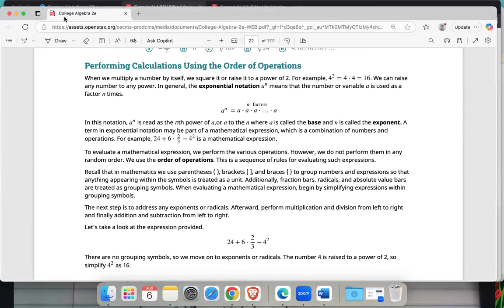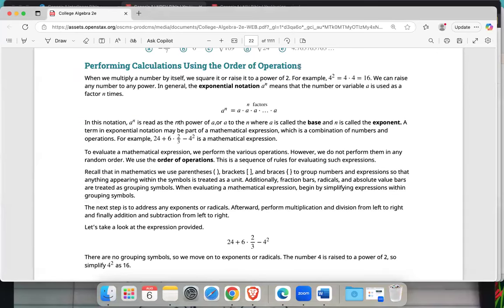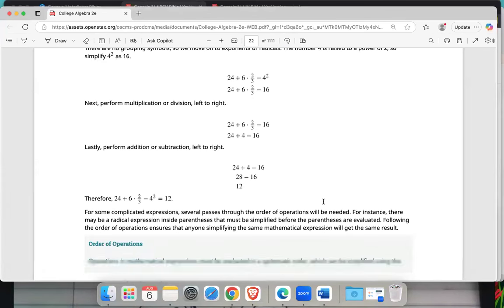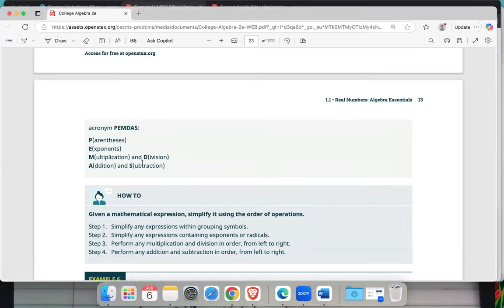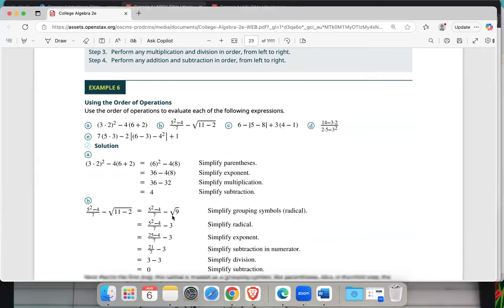If you look in the College Algebra second edition by OpenStax, you will have here on page 12 the performing calculations using the order of operations section with definitions for exponential notation, a base, an exponent, and the order of operations. So feel free to pause the video and read this bit if you are a little shaky on that part. And the summary is right here and also right here. So I'm going to do a few examples based on what is given here.